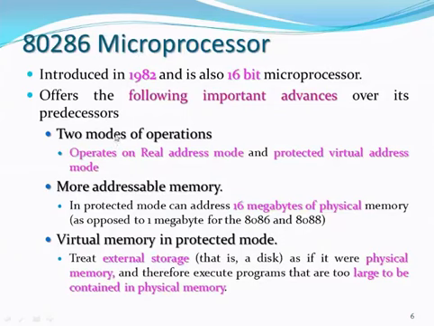These are the developments. So it can work in two different ways. One is the real address mode. Another one is the protected virtual mode. And also it has more capacity, more addressable memory. As we have seen, it is 16 megabytes, not only 1 megabyte as with the 8088 and 8086, right? And yes, we learned the concept of the virtual memory.